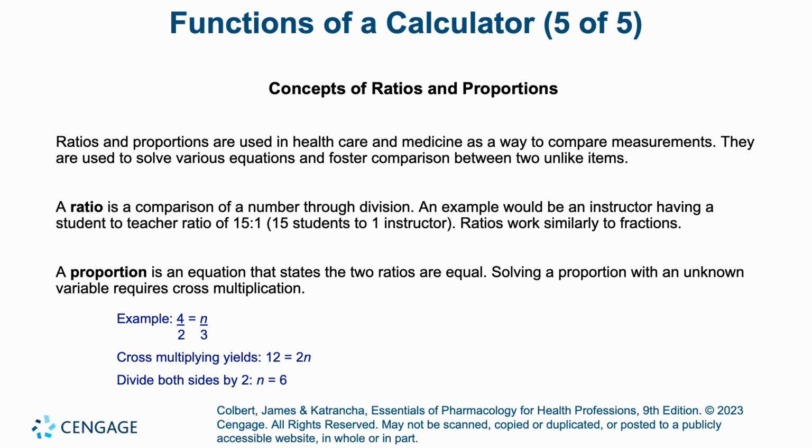A proportion, on the other hand, is an equation that states the two ratios are equal. If you're solving a proportion with an unknown variable, you need to cross-multiply. So the example given here is 4 over 2 equals n over 3. You're going to need to cross-multiply to find n. You'll multiply the numerator of the first with the denominator of the second. So 4 times 3, so 12, equals 2n. And then you'll have to divide both sides by 2 to get the number for n. So dividing 12 by 2 gives you 6, n equals 6.